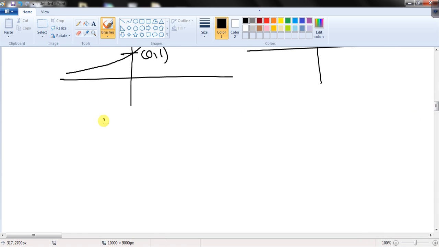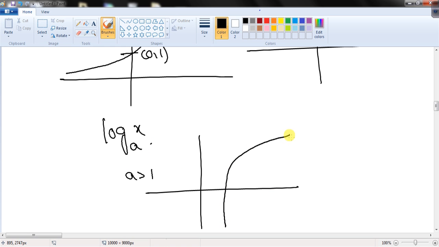So for logarithmic functions, log x base a, if a is greater than 1, then the shape would be something similar to this. If a lies between 0 and 1, then the shape of the graph is something similar to this. So logarithmic, exponential, polynomial functions, modulus function, square root function and inverse function, these are the basic functions which we should know.